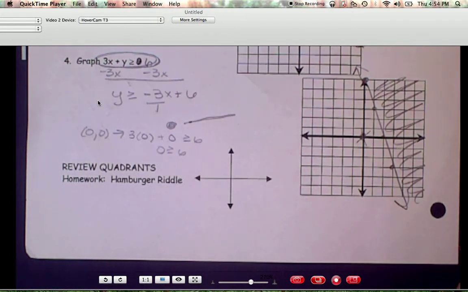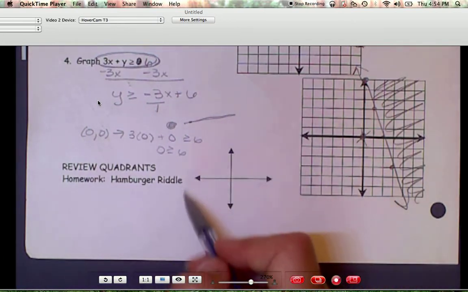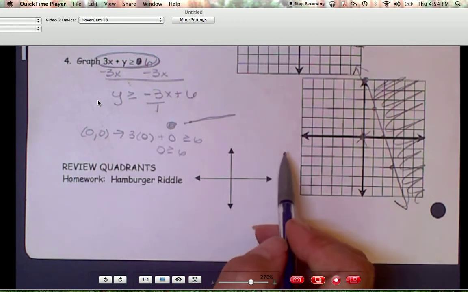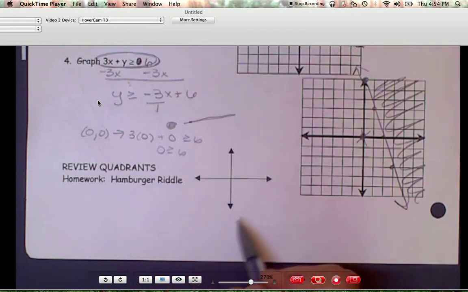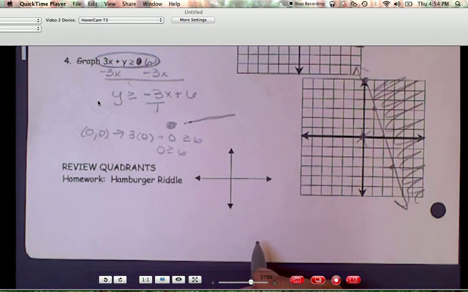Now, want a quick review on your quadrants? What are the quadrant numbers here? So bring that to class with you tomorrow. What are the numbers here? Remember they go 1 through 4, so which one's where? Okay? And we'll discuss that in class tomorrow.